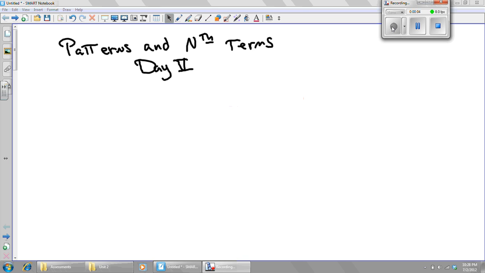Hello, algebra students. Today we are looking at patterns and nth terms again, and we're going to learn a new type today. This will be the last type we learn. It's a very important type. But first, I want to quickly review that.